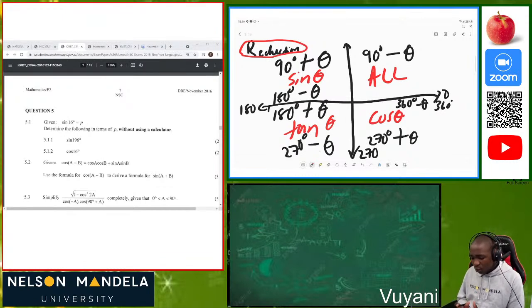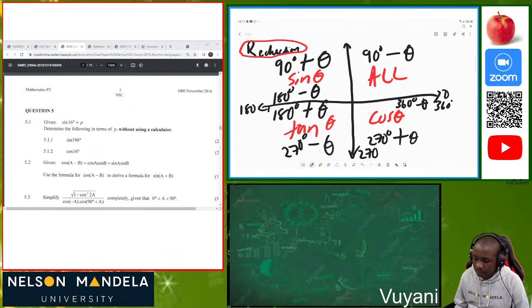Now, in the second quadrant, only sine theta is positive. So in other words, when we say tan of 90 degrees plus theta, you're going to have a result which is negative, because in the second quadrant, only sine is the trig ratio which is positive. Moving to the third quadrant, only tan theta is positive. So bear in mind that if you have sine of 180 degrees plus theta, when you are done reducing it, you're going to have negative sine of theta.